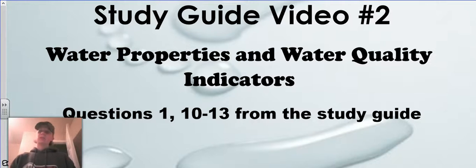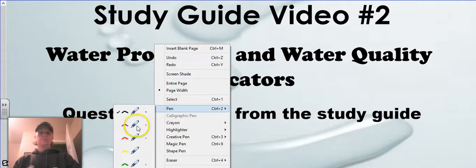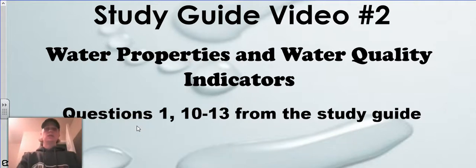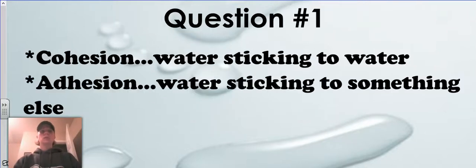Okay, this video is a little bit different because I wanted to show you guys some stuff and it was really hard to show you the other way, so I decided to do a video this way. If you look up here, we have the video on water properties, and the video is also going to be on water quality indicators, and these are going to be questions 1 and then 10 through 13. So please make sure you look at those questions. So let's look at question number 1.